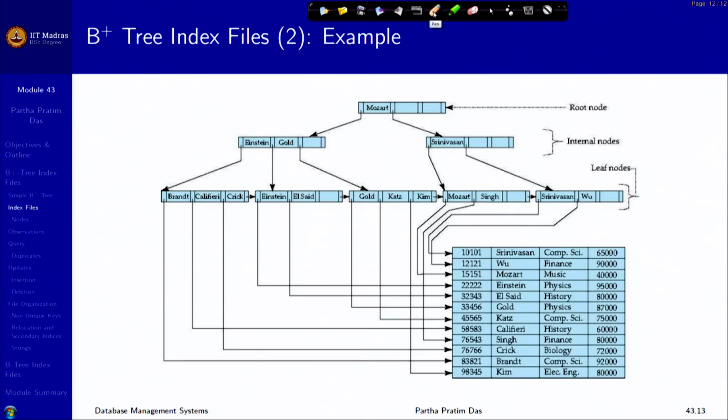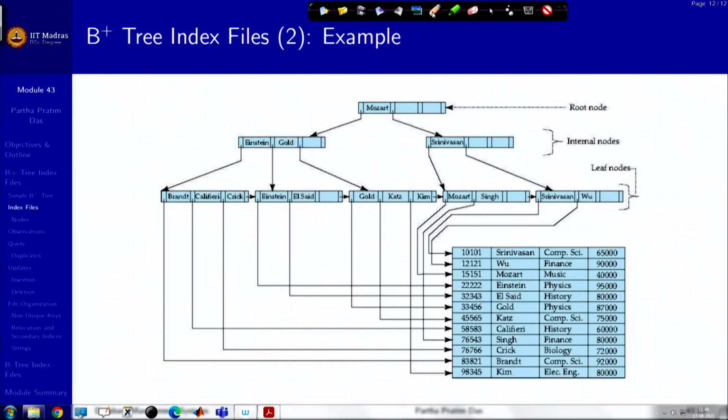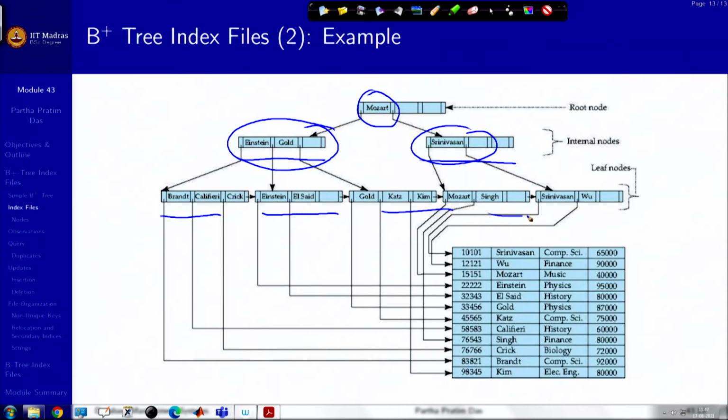So, here is a more database kind of example for a B plus tree. You can see this is the data we are trying to keep, and the key being used for this organization is a name. So, we have this organization, and the root has only Mozart, and these are internal nodes. Naturally, all keys here will be less than Mozart, and all keys here and subsequently will be more than Mozart. These are internal nodes, and then finally, you have the leaf nodes.